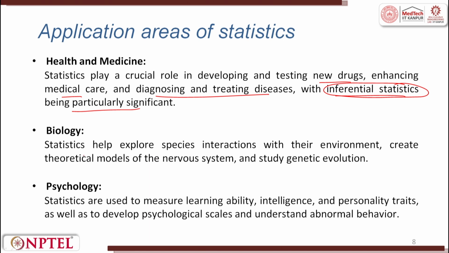In biology, statistics help explore species interactions with their environment, create theoretical models of the nervous system, and study genetic evolution. In psychology, statistics are used to measure learning ability, intelligence and personality traits, as well as to develop psychological scales and understand abnormal behavior. So there could be n number of applications.